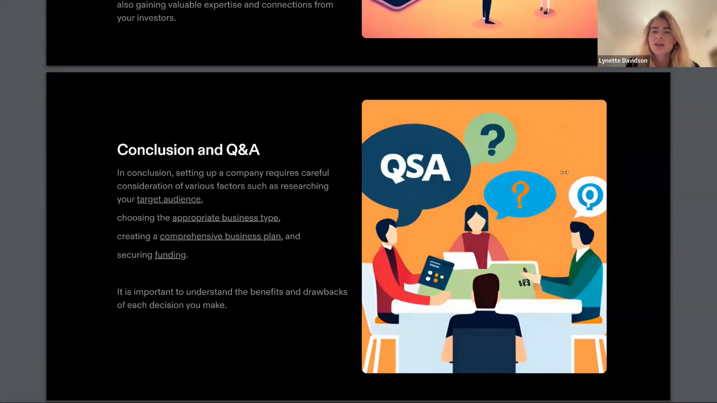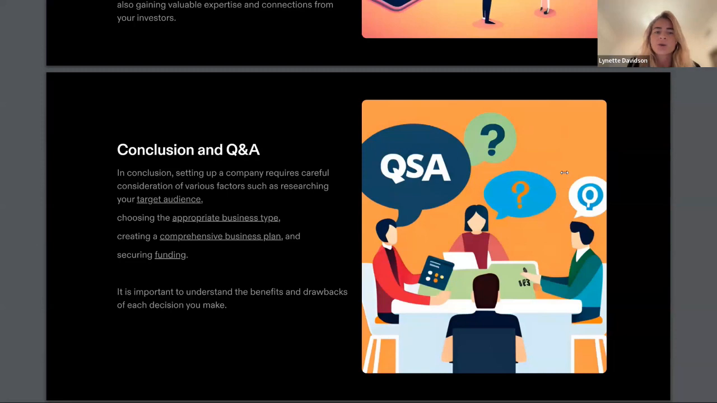And in conclusion, if you want to set up a company, it requires careful consideration of, first of all, what you would like to do. I highly recommend to only set up a company if it's something you're very interested in, of course, and if there is a target audience available to be more successful in the long run. This means you have to do your own research, like who is your target audience, and what is the appropriate business type for the type of company you would like to create.